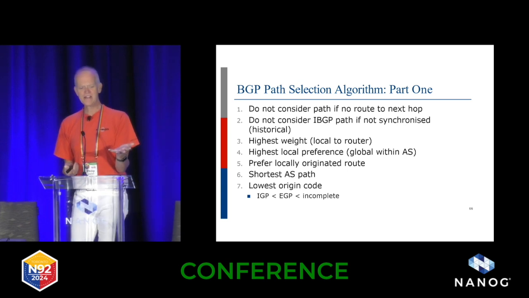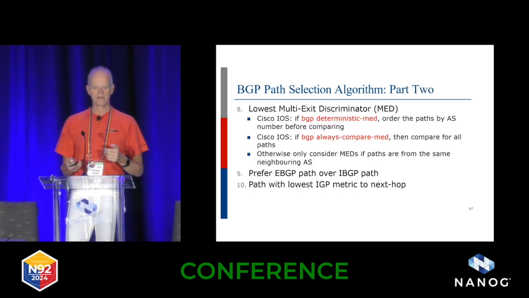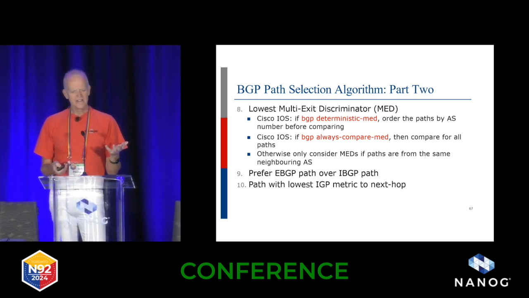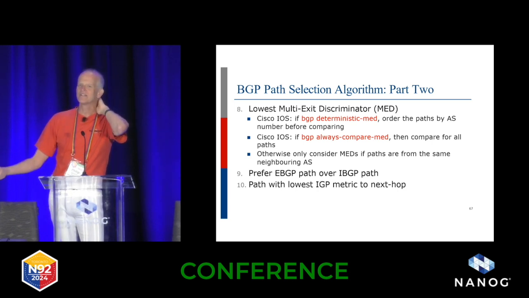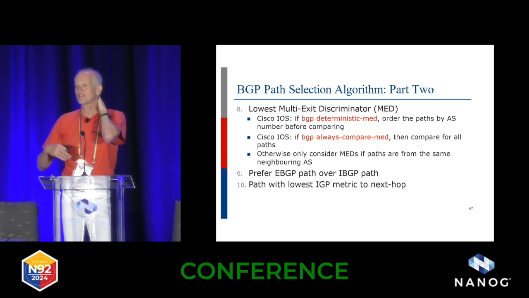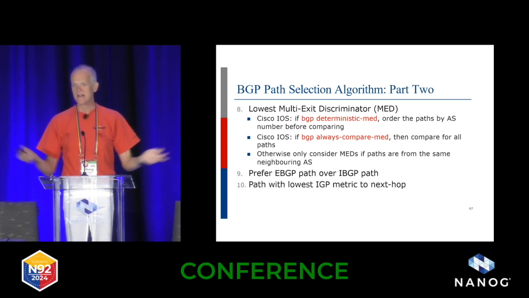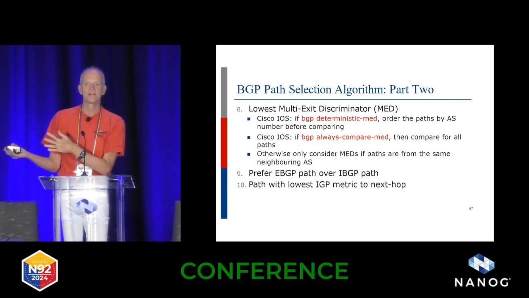So page 1 here, this is where you want to stay. This is where you're in control of your policy. Once you get into page 2, then you're in lowest MED, which means somebody else is determining your policy. If you forget to do deterministic MED in Cisco IOS, it's a random best path: if a link goes down, your best path moves somewhere else.